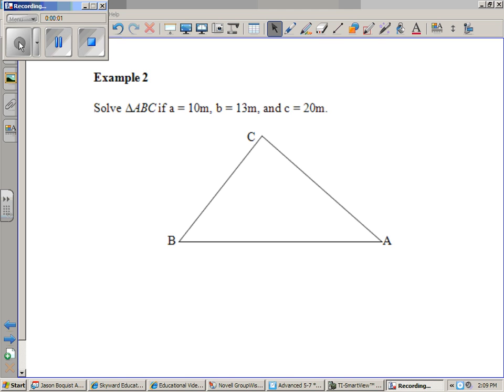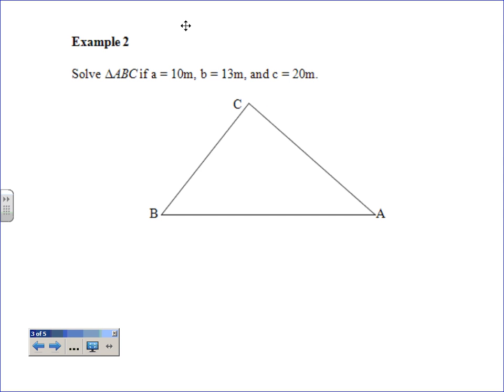All right, so as already mentioned, this one, you're given all three sides. So side A, here we go, is 10. B is 13. C is 20. Now I'm going to give you a helpful hint. This might really save you from having problems with law of sines.